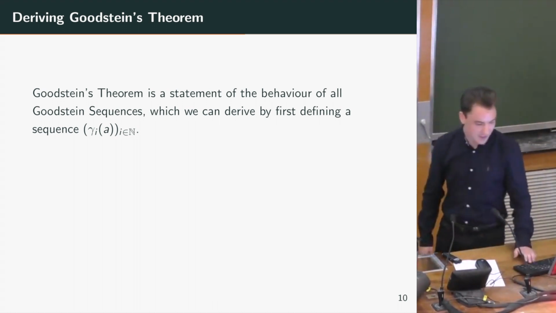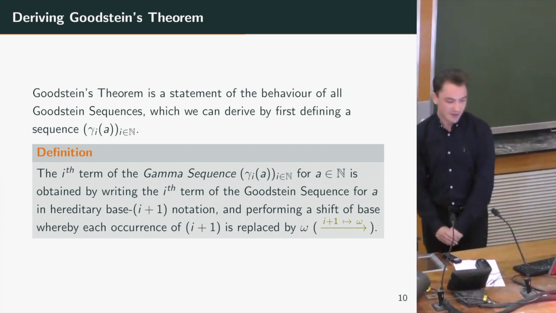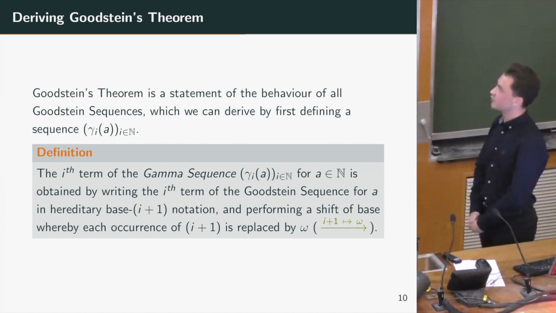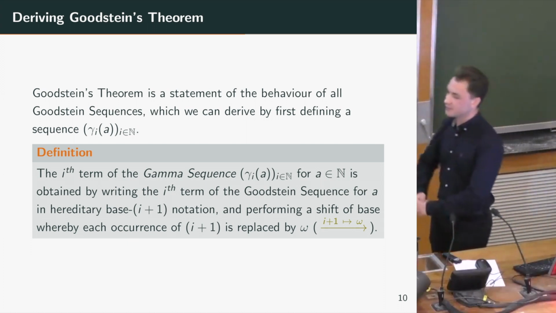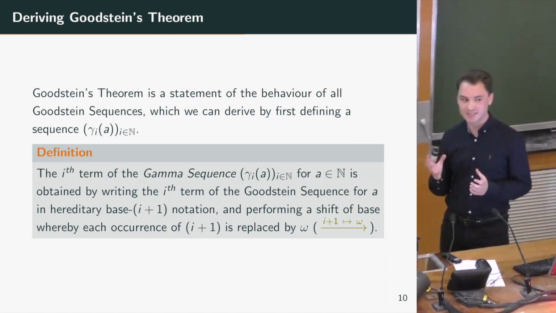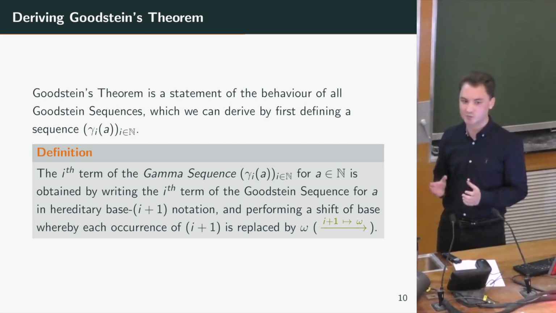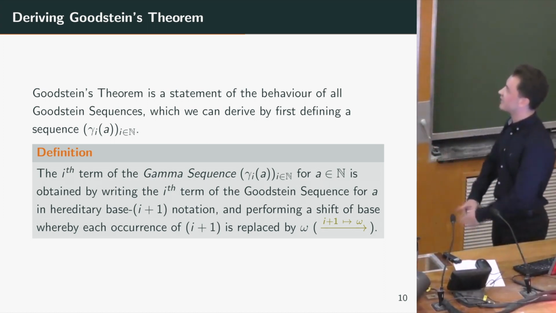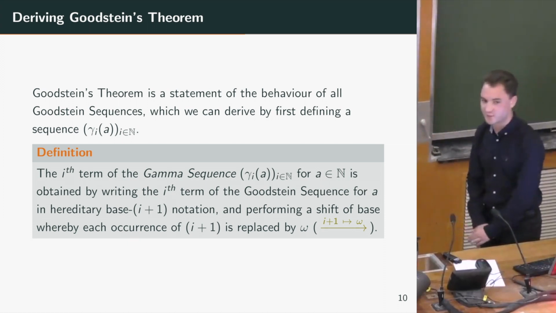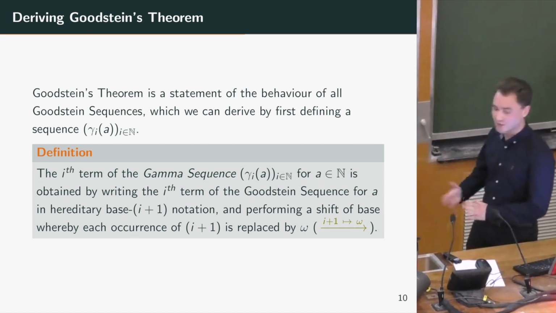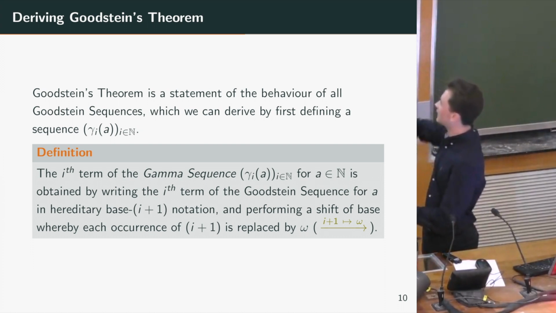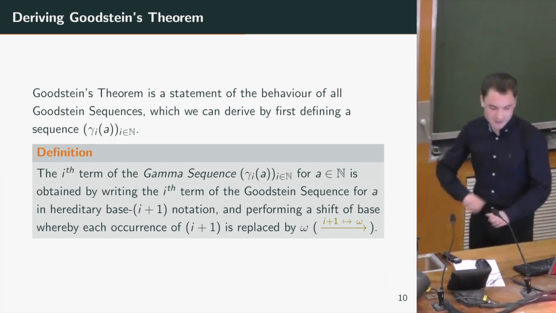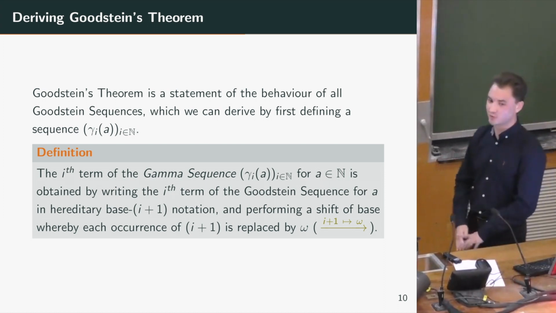And we're going to define it using the Goodstein sequence. So if we have the Goodstein sequence for some natural number a, to find the ith term of the gamma sequence, all we're going to do is write that ith term of the Goodstein sequence in hereditary base I+1 notation, just like we did when we were defining the Goodstein sequences. And then in a similar fashion, we're going to perform a shift of base or substitution of base, whatever you want to call it, converting all of the I+1s into omegas. And then by doing that, you might notice that we get a Cantor normal form, which we saw on the previous slide.